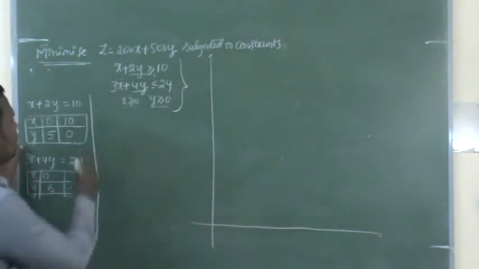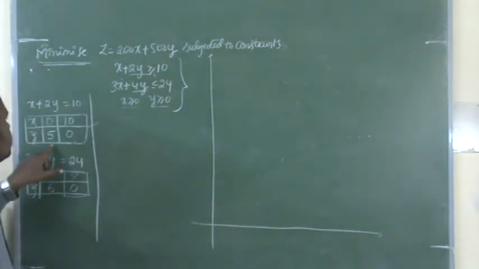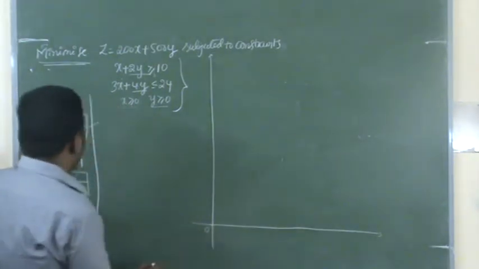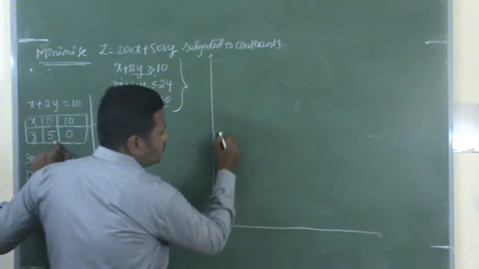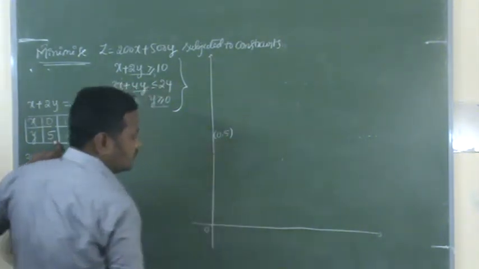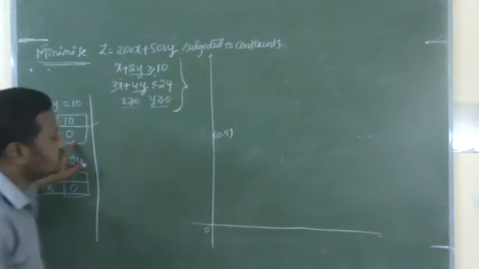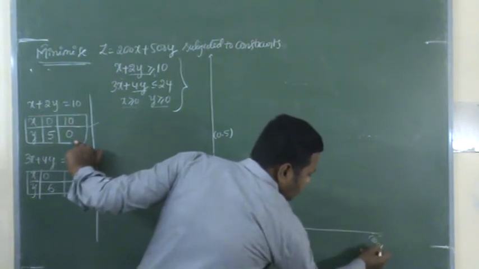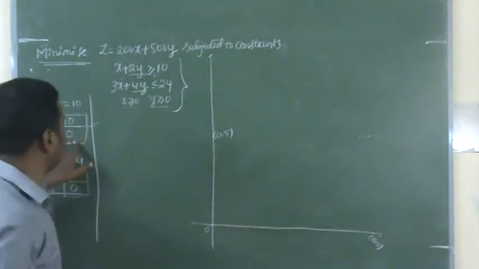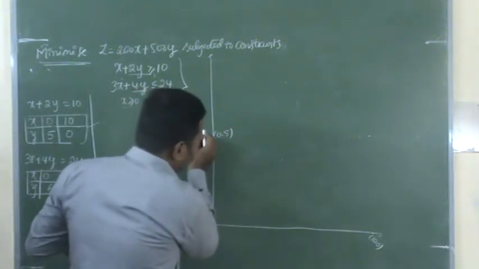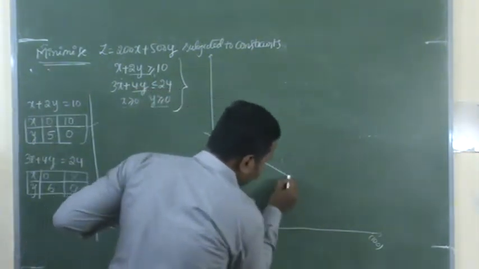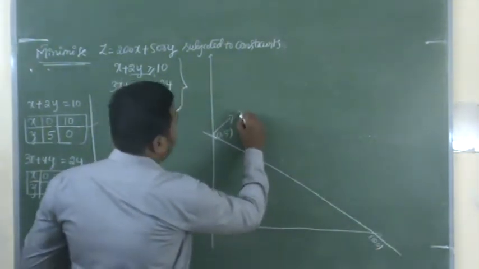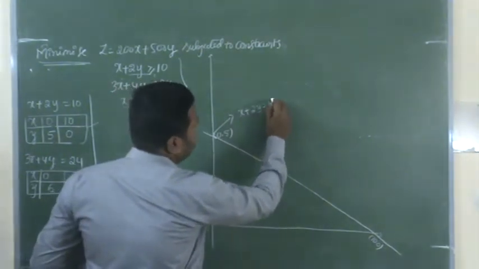For the first equation, when x is equal to 0, y is equal to 5. This is (0, 5). Now when y is equal to 0, x is equal to 10. This is (10, 0). This is the first line. This is the equation of the line: x plus 2y is equal to 10.